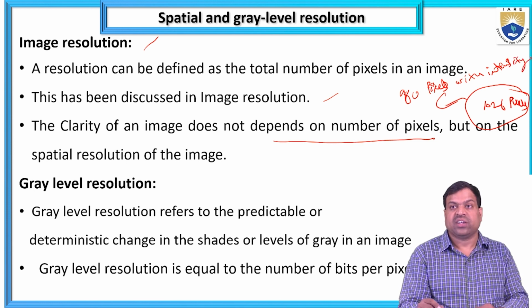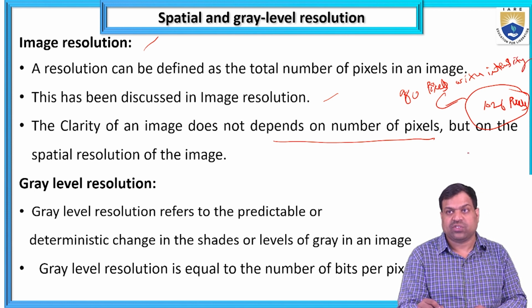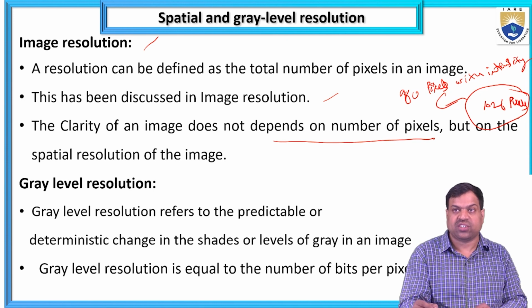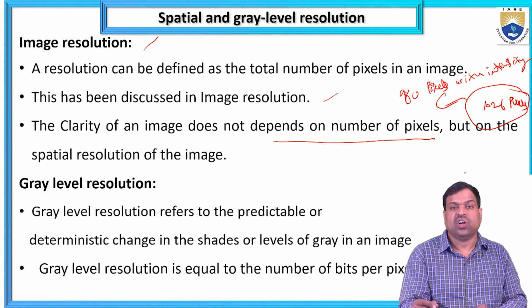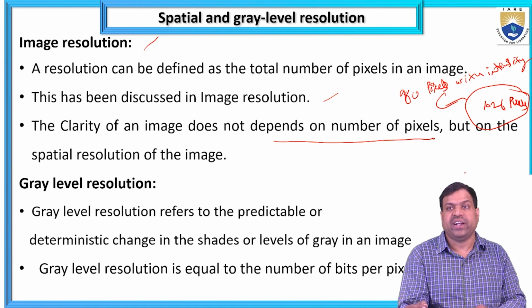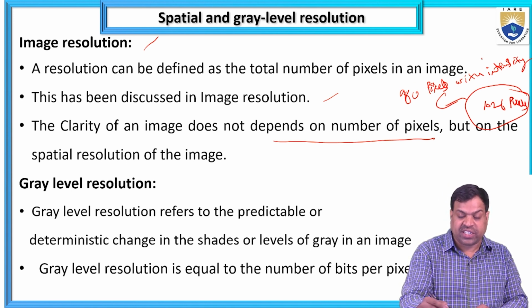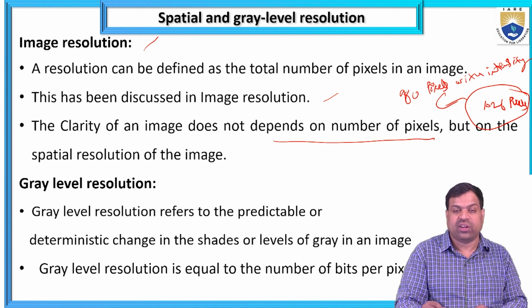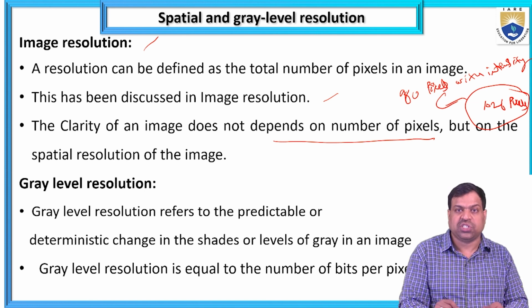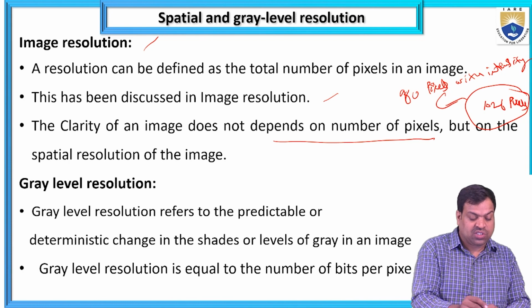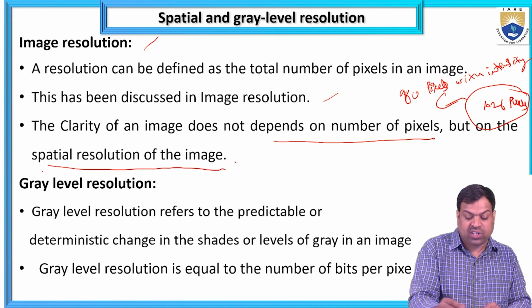So in this image, there are 980 pixels with intensity values. The total is 1026 pixels, but how many intensity values were applied? 980 pixels were applied. These 980 pixels with intensity values I am calling gray levels. The total process I am calling the spatial resolution of the image.